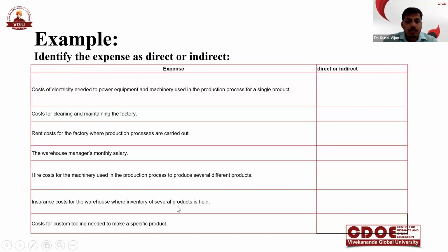Insurance cost for the warehouse where several products are held: indirect. Cost for customer tooling needed to make a specific product. So it is a specific product, that is a direct expense. Okay. So this is how we can easily segregate our expenses into direct and indirect expenses. So please go through what I have told you. If you find anything complicated or confusing, please let me know.